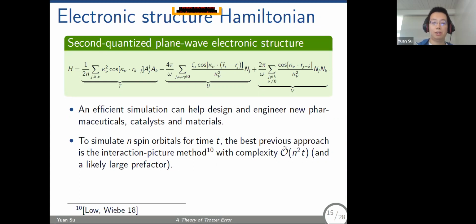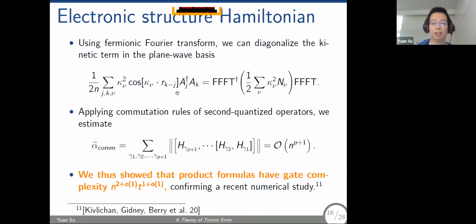Well, first of all, if you want to use product formula, you have to exponentiate the elementary terms. Like the last two groups of terms here, they are occupation number operators, so they commute with each other, so you can directly exponentiate them without any error. But the first term here is a little bit tricky because you have general fermionic operators, and they do not necessarily commute with each other, but it turns out that you can resolve this issue by looking at the coefficient.